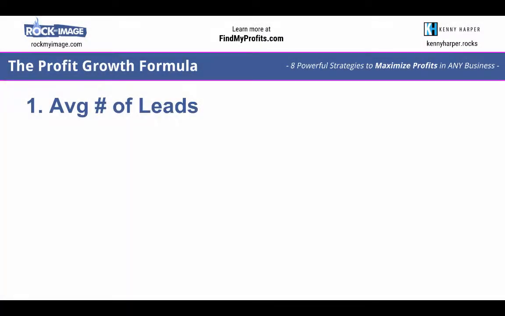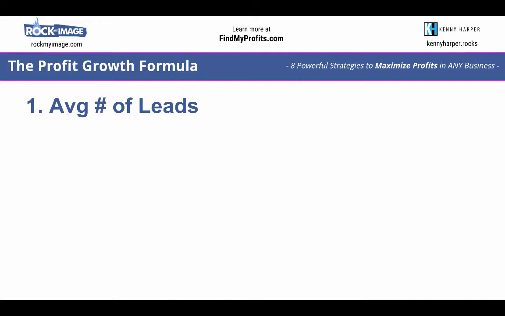This is the profit growth formula. These are key performance indicators, or numbers that are in your business that if you know these and put your time, energy, and attention on improving these, through time you can explode your profits, taking them to a whole other level. Let me share with you what these are.